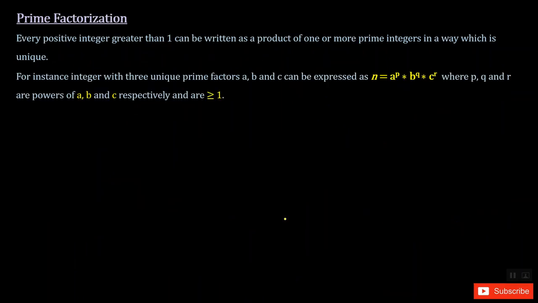Prime factorization. Every positive integer greater than 1 can be written as a product of one or more prime integers in a way which is unique. For instance, an integer with three unique prime factors a, b and c can be expressed as n equals a to the power p times b to the power q times c to the power r, where p, q and r are the powers of a, b and c respectively and are greater than or equal to 1.